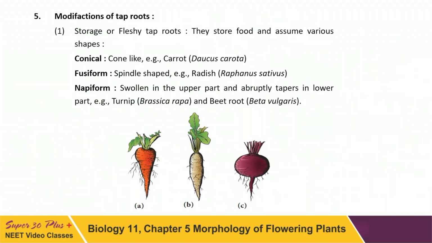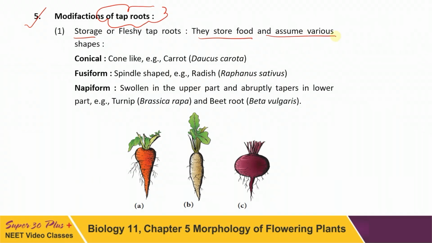Okay, come to the next now, that is modification of taproot. You see, root has some general functions. Besides the general functions, sometimes root has to perform some specific function, and in that way it has to get modified. The first one is modification of the taproot for storage of food. They store the food and assume various shapes.